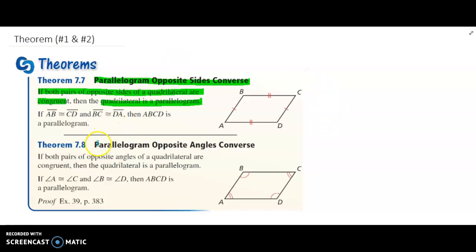And then we have the parallelogram opposite angles converse. This tells us if both pairs of opposite angles of a quadrilateral are congruent, then the quadrilateral is a parallelogram. So we just flip the hypothesis and the conclusion of this from last section. If we know both pairs of opposite angles, not just one, are congruent, then that's enough to say that it is a parallelogram.